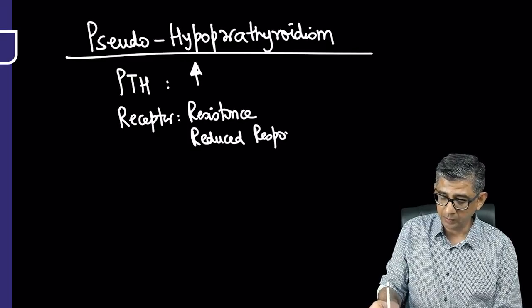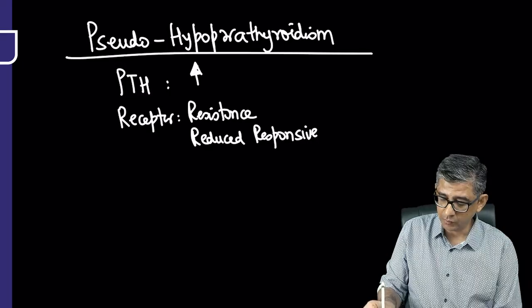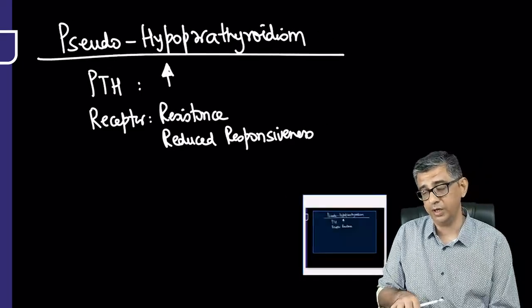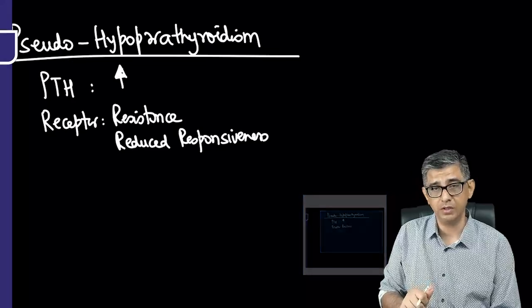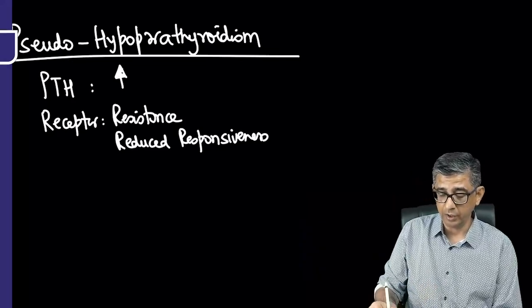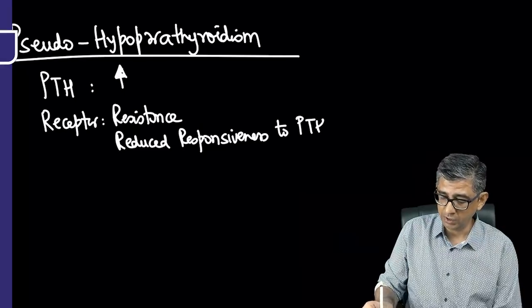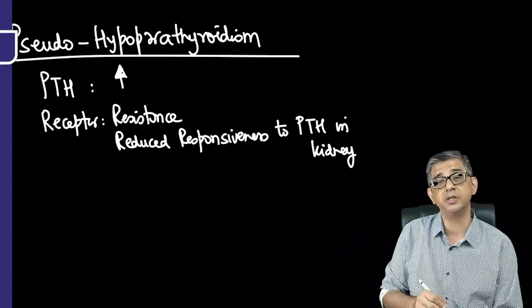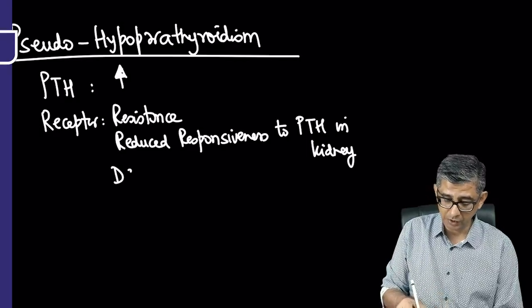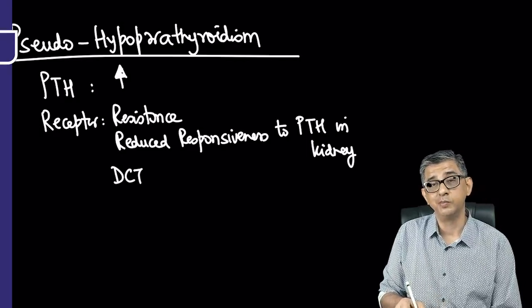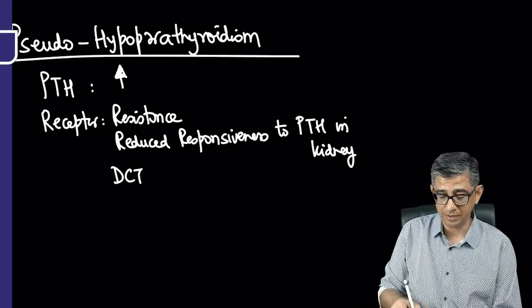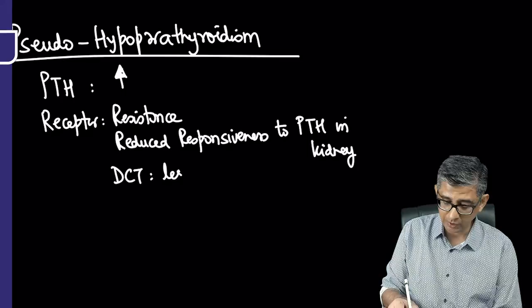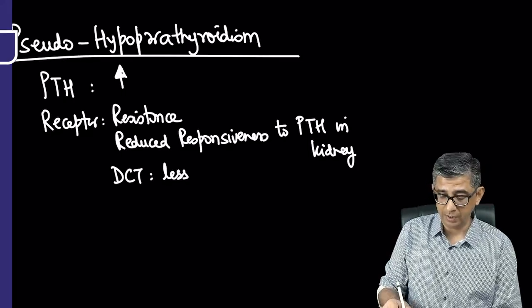I had told you that the main function of PTH with respect to the kidneys is that it acts on both the proximal tubule and the distal tubule. When I say reduced responsiveness to PTH in the kidney, two things will happen in the patient. Let's look at it first from the perspective of the distal tubule. In the distal tubule, the absorption of calcium will be lesser. I'm just going to write it theoretically so that you can remember the impact.